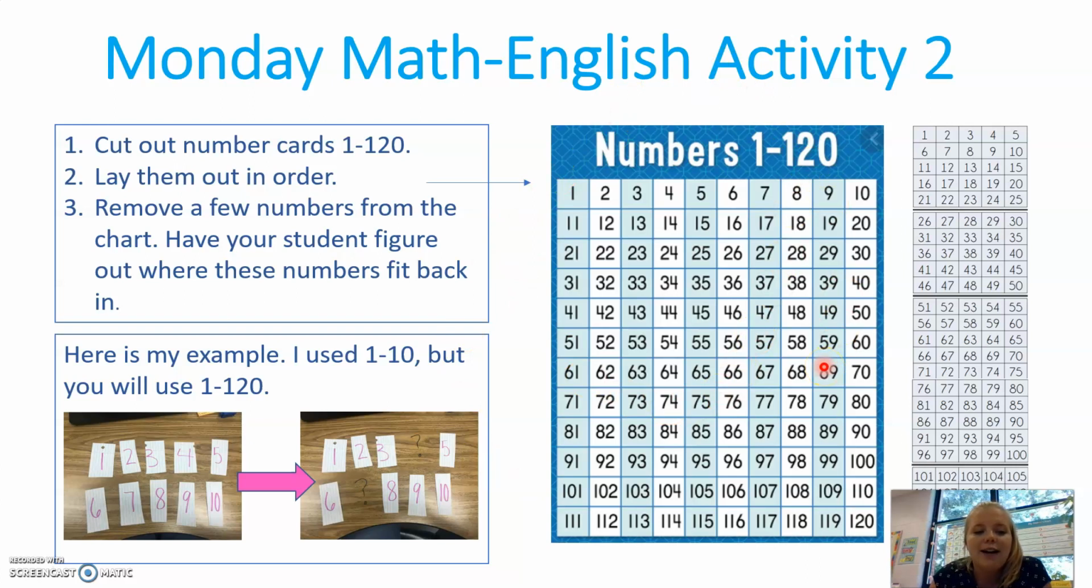Okay. After they're all laid out in order, see if you can find someone, or you can do it yourself. You're going to take a couple from random spots. So just like I did down here, I had 1 through 10, and I took 4, and I took 7, and I put them over to the side. But you're going to do that with 1 all the way to 120. And then you're going to mix up the 2 cards you just took, and you have to figure out where they go, so you're going to put them back. Okay? So you're going to take a couple cards away, then you have to figure out where they go, and you're going to do this a couple different times.